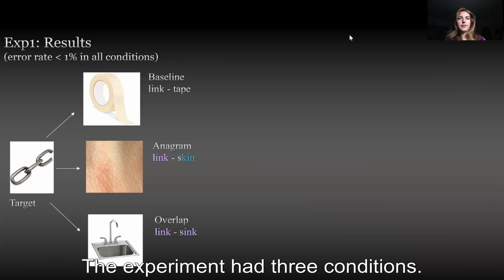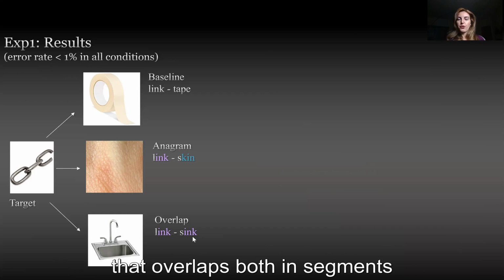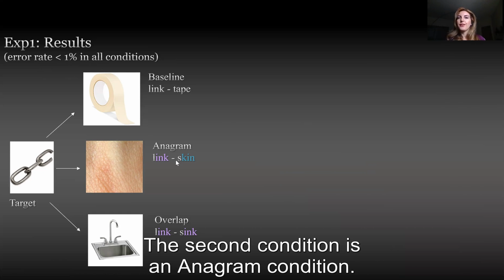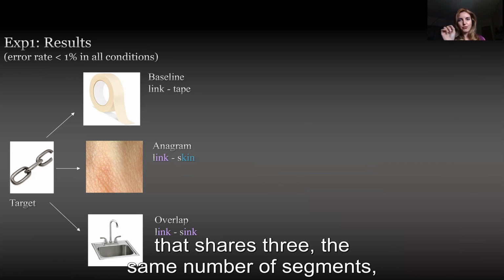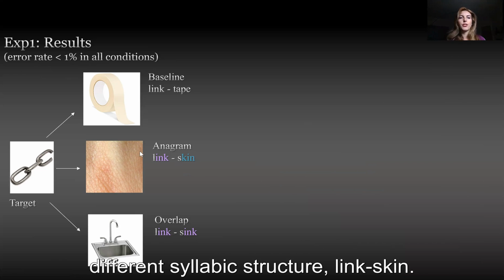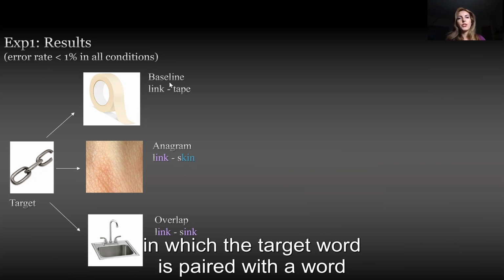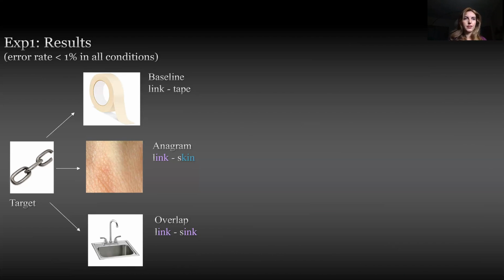The experiment had 3 conditions. It's always the target word paired with a second picture that overlaps both in segments and the syllabic structure, link sync. The second condition is an anagram condition. The target picture is paired with a word that shares the same number of segments, different syllabic structure. Link skin. And we also included a baseline condition in which the target word is paired with a word that shares neither segment nor syllabic structure with it.